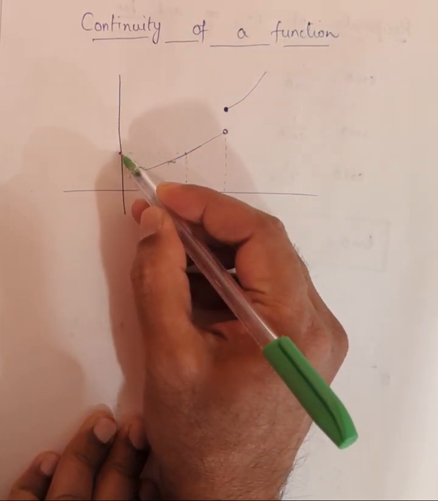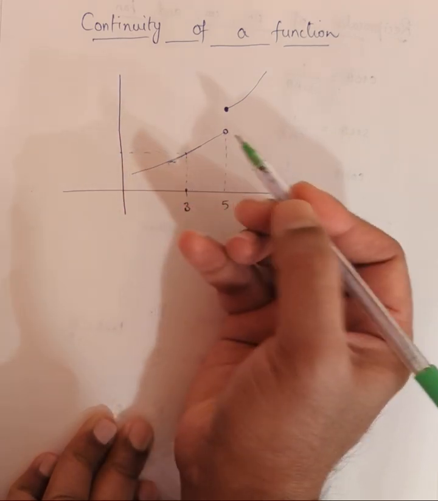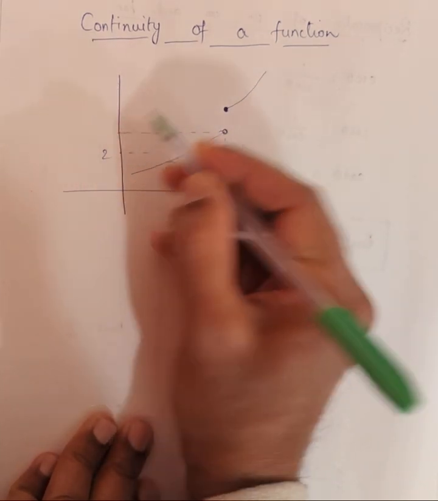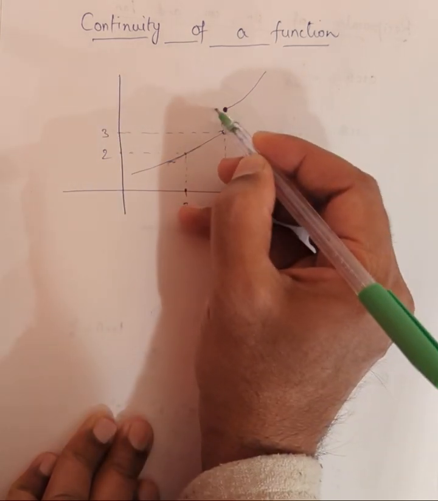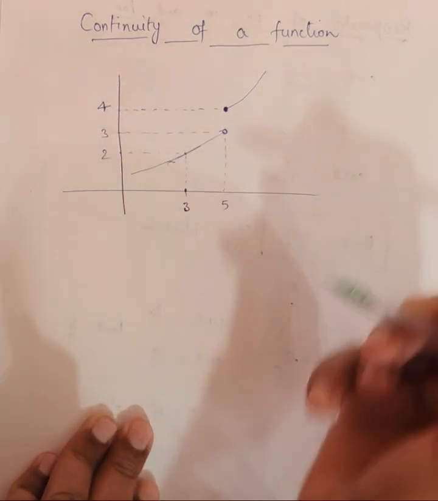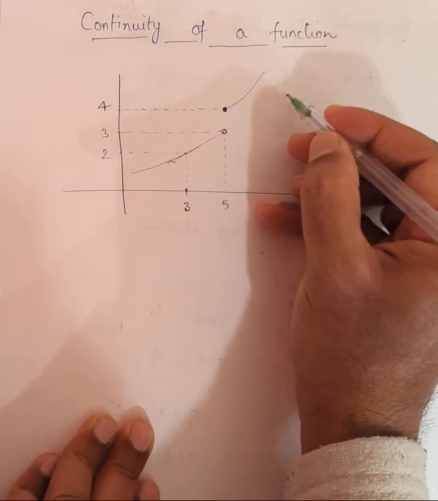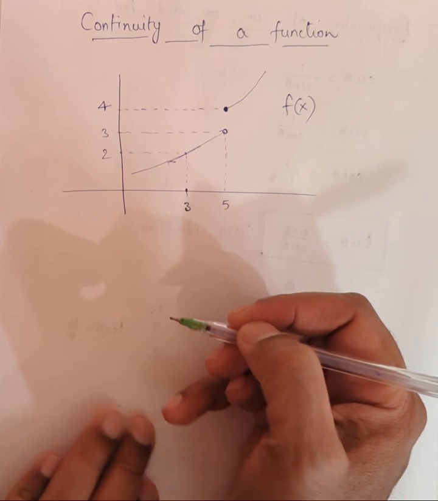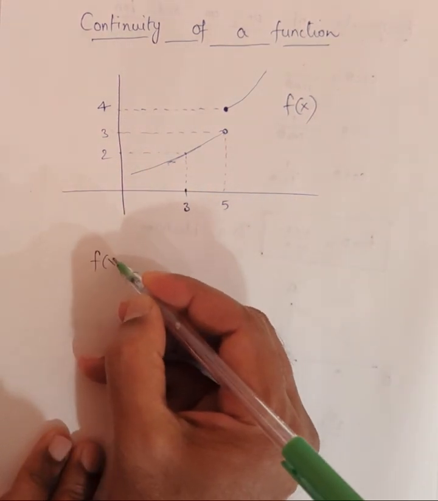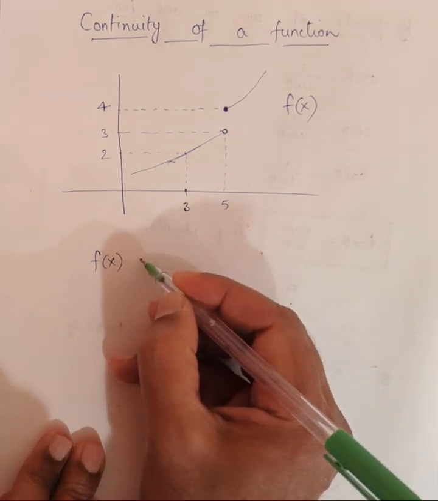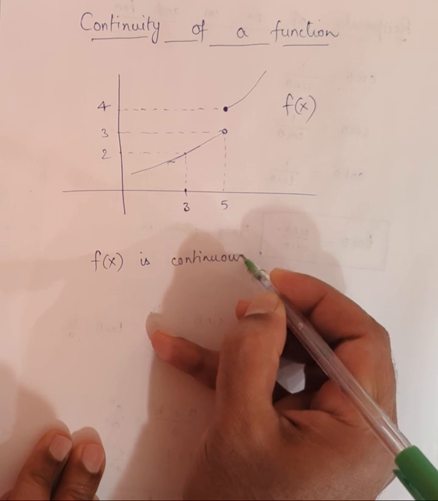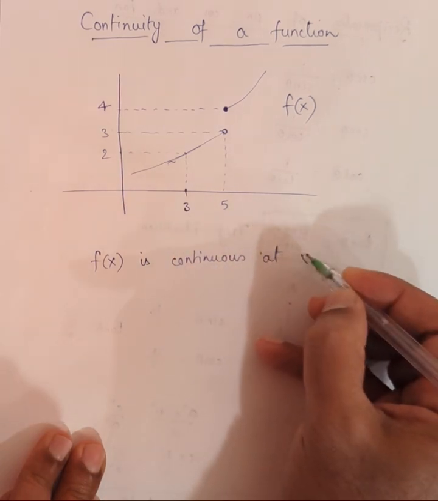So let's give some numbers here. Let's say this is 2, let's say this y value is 3, and this y coordinate is 4. And this is the graph of f of x. So I can say that f of x, or f rather, is continuous at x equal to 3.